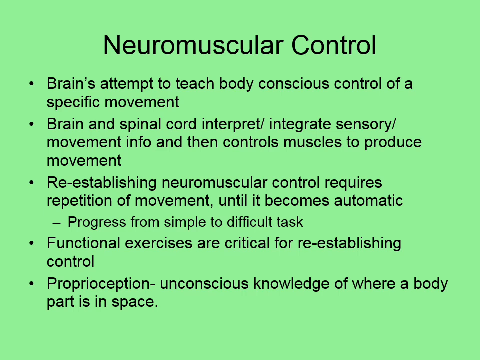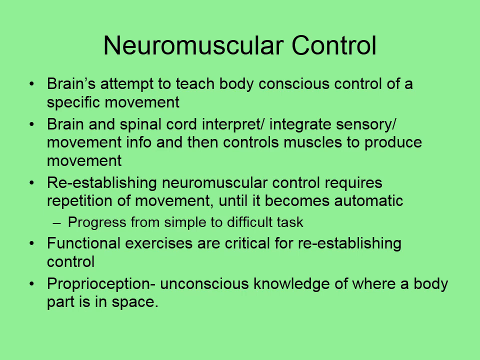So neuromuscular control is the brain's attempt to teach the body conscious control of a specific movement. The brain and spinal cord interpret and integrate sensory and movement information, and then they control the muscles to produce the movement. So that would be like if you're walking on uneven ground, your ankle mostly on its own can tell that things are uneven, and your brain doesn't have to think about it too much. But after an injury, you may need to think about how you're controlling your ankle a little bit.